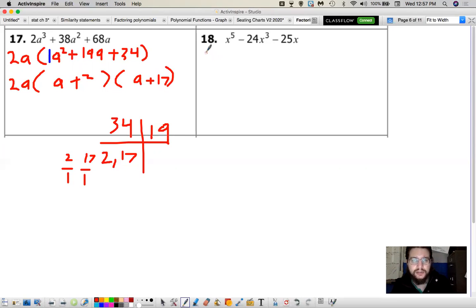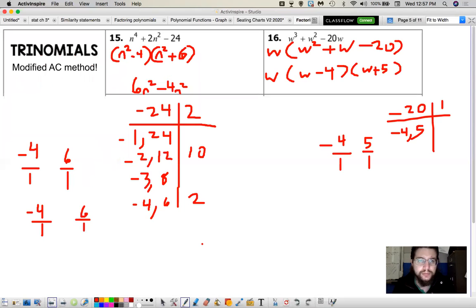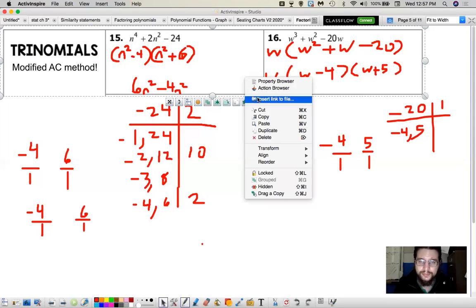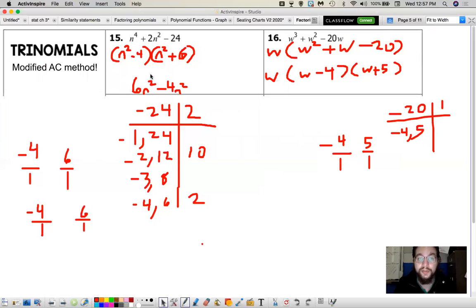GCF is x. Let me go back for a second. Aha. They got me. They got me. They did. I was all excited about this. I missed it. So let's go back and look at number 15. It's not done yet.